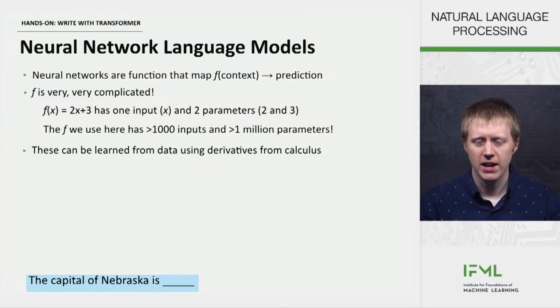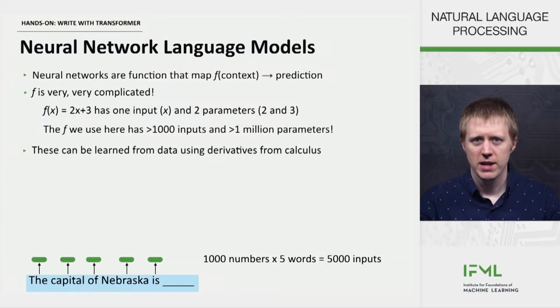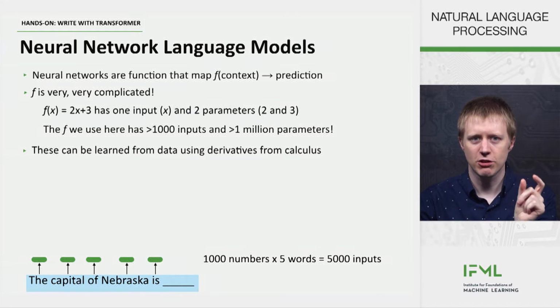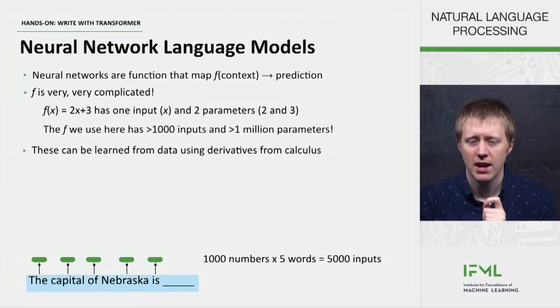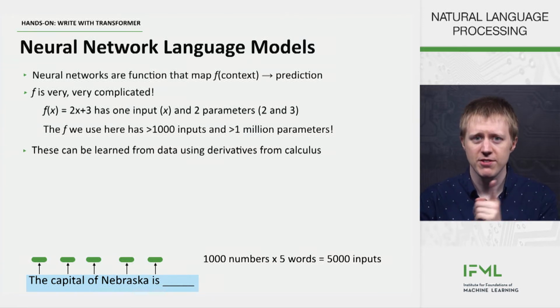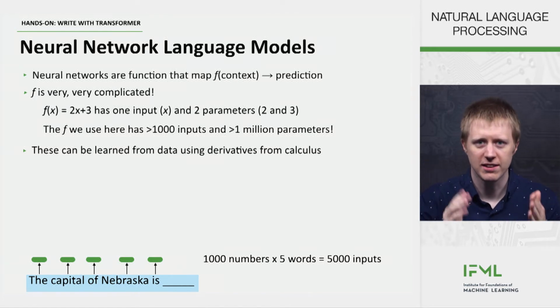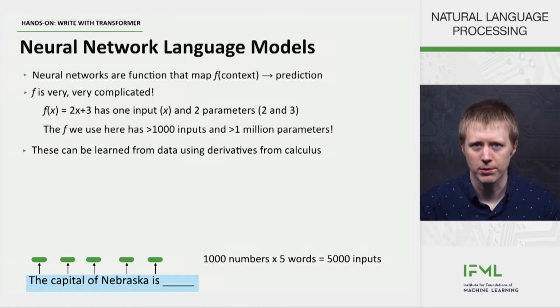Okay, so how do these work for language modeling? We have a context like "the capital of Nebraska is blank." We're going to return to this example. We take each of these words and map it into a 1,000 dimensional vector. What that means is each of these little green bars here is a list of 1,000 numbers. And we have 5 of these here, so we've got 5,000 inputs to the model. This is just a big list of 5,000 numbers.